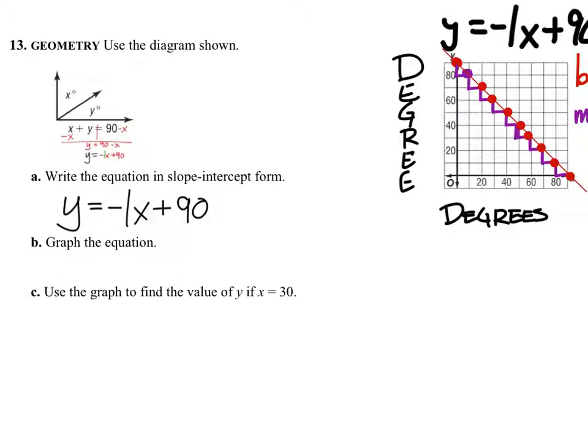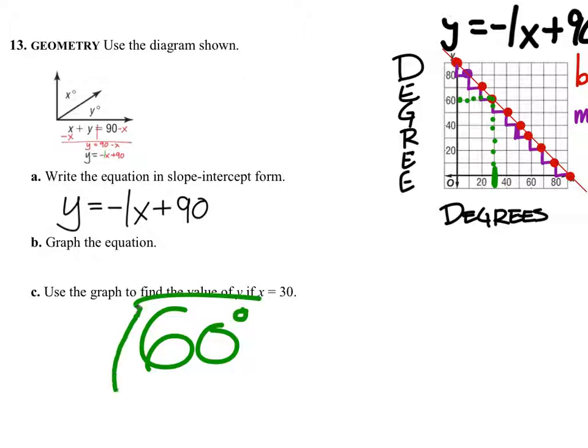Alright, the next part tells us to use the graph to find the value of y when x is 30. Well, x is 30 right here. So I'm just going to follow this line up until I get to that line, which is right here. And I can see that the y value is 60. 60 degrees, really. So when x is 30 degrees, y is 60 degrees.